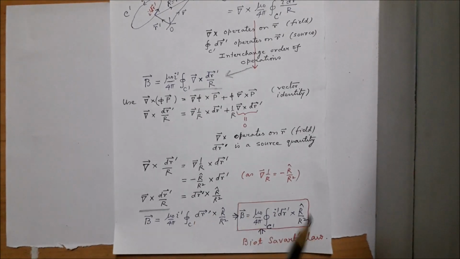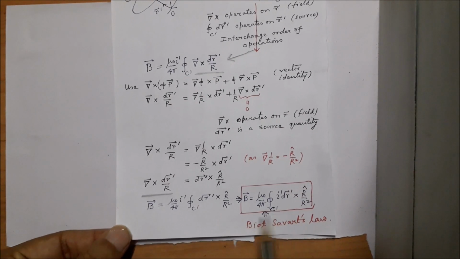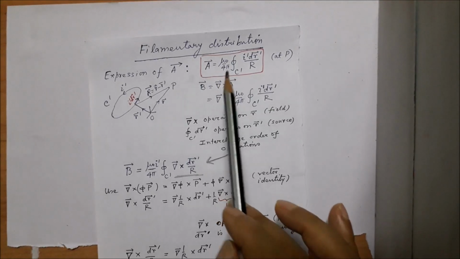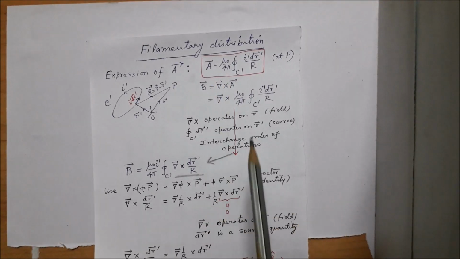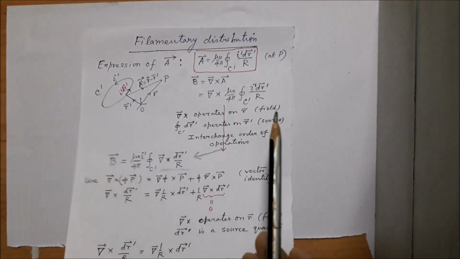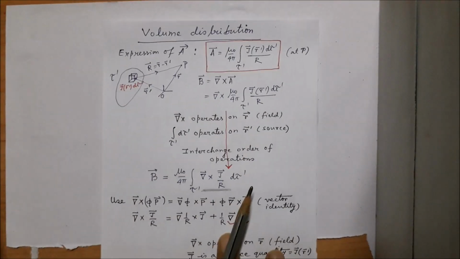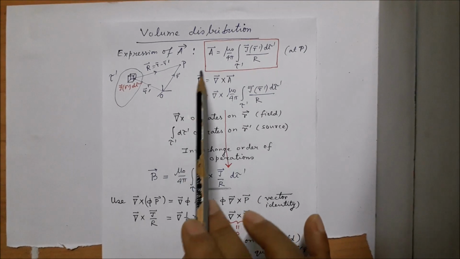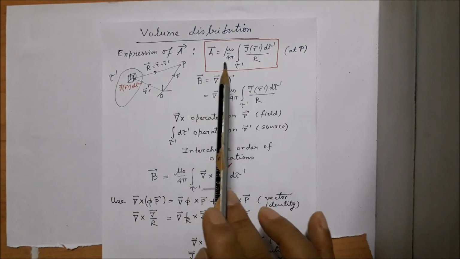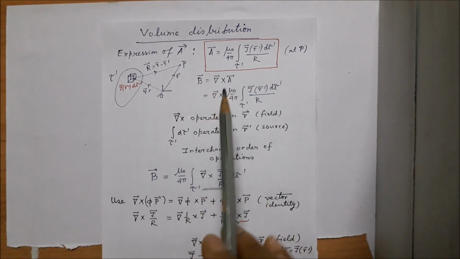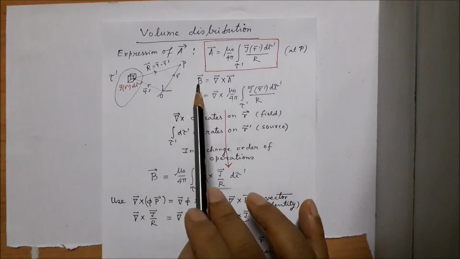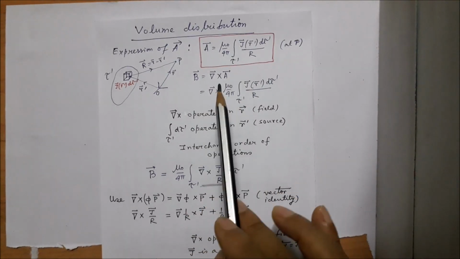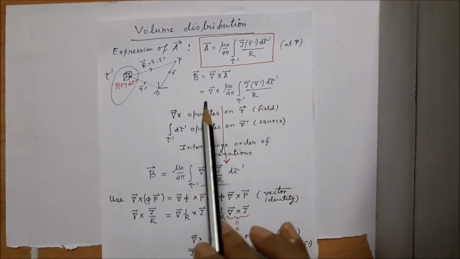So what we have done here is we have reproduced Biot-Savart's law starting from this expression of vector A. We now switch over to volume distribution. Now this is the volume distribution of current, and this is the expression of vector A, and let us use the defining relation for B. Let us put A here to end up with this relation.